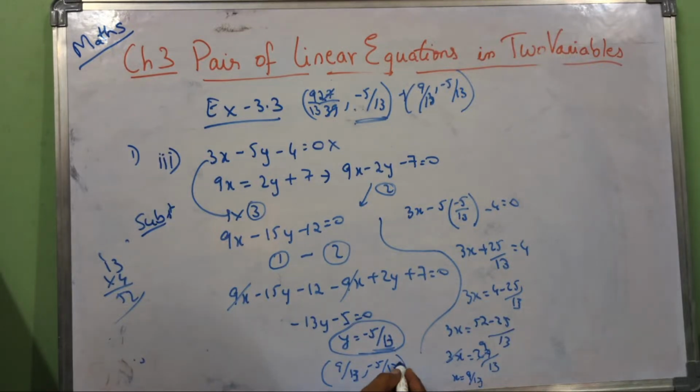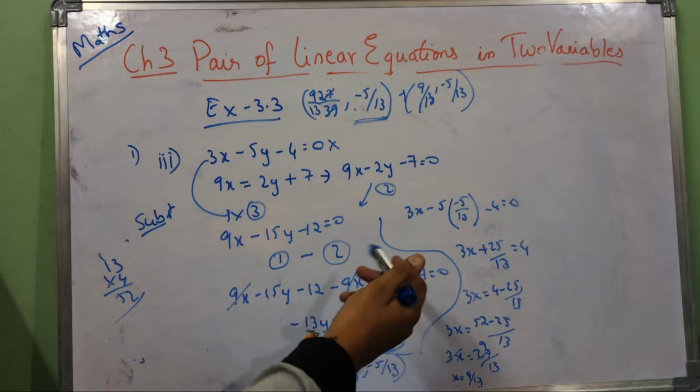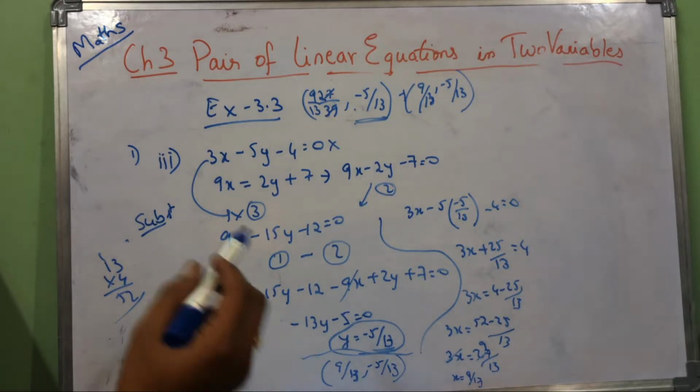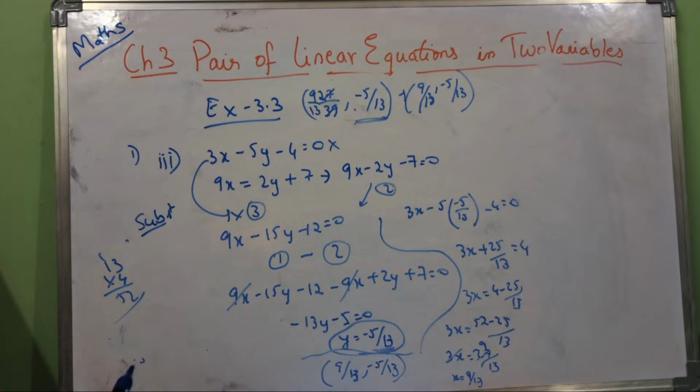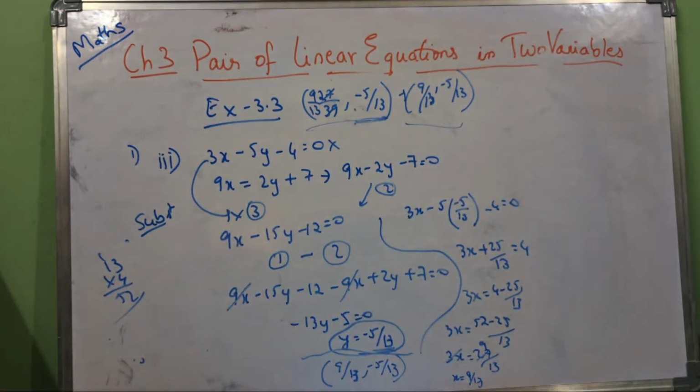So that's why it's said to cross check, but there is no need to cross check because in the elimination method mostly we can get the right answers because we are eliminating one variable. There are very few chances of a mistake unless you make a calculation mistake. Substitution is also the same, but it is a bit lengthy and complicated compared to the elimination method. But as I mentioned, both the methods are correct because using both you can get the same answers. 9 by 13, minus 5 by 13.